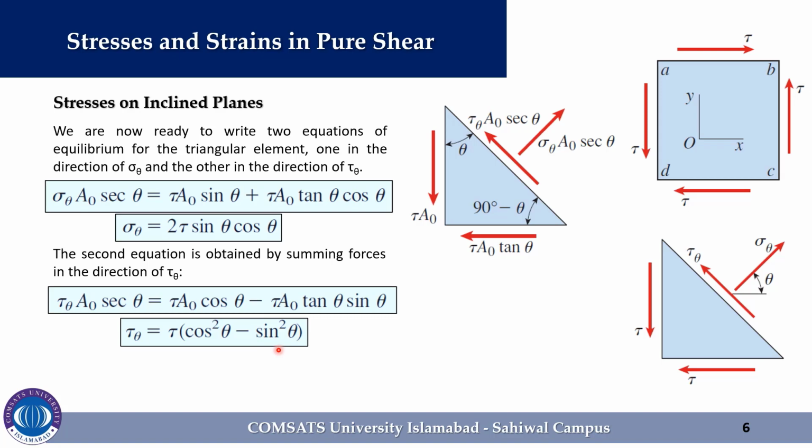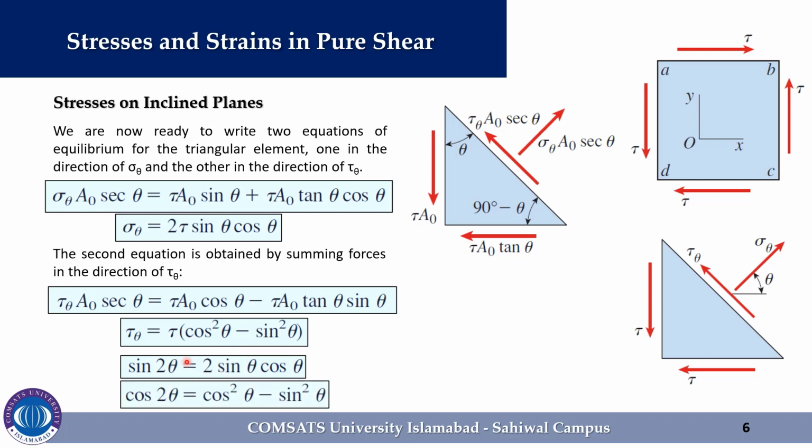These equations can be expressed in simpler forms by introducing the following trigonometric identities. We know that sin 2 theta is equal to 2 sin theta cos theta, and the other trigonometric identity is cos 2 theta is equal to cos square theta minus sin square theta. As we discussed, the above equations can be expressed in simpler forms by introducing these trigonometric identities.